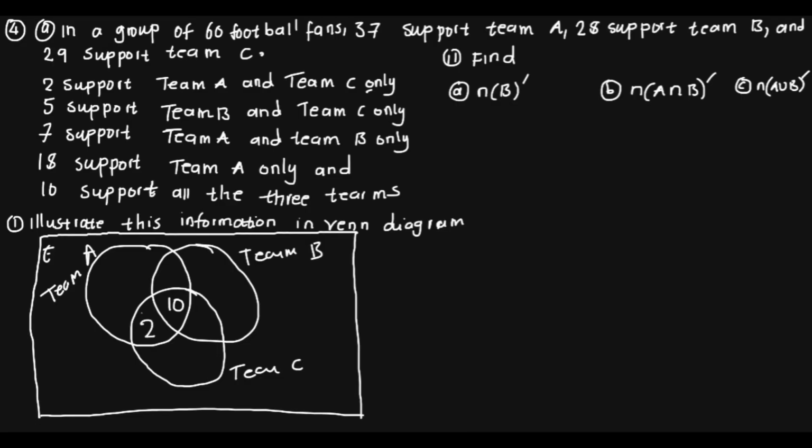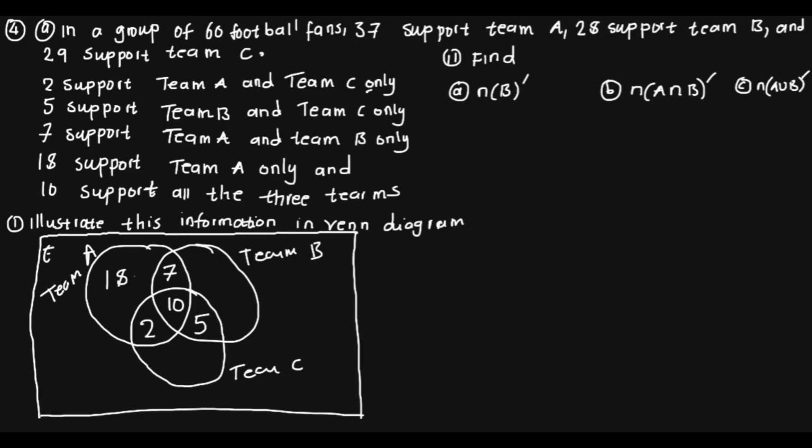So we have 2. Then 5 support team B and team C only. Team B and team C only is here. So we put our 5 here. Then 7 support team A and team B only. So our 7 will be written here. Now from there we also have 18 support team A only. So our 18 will just be written here. No subtraction.